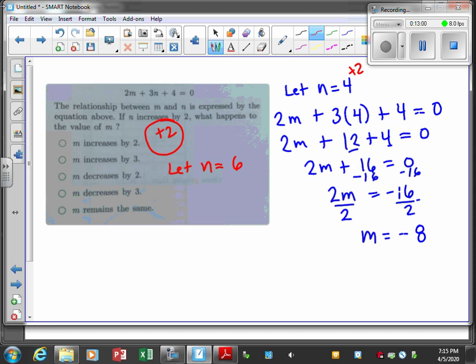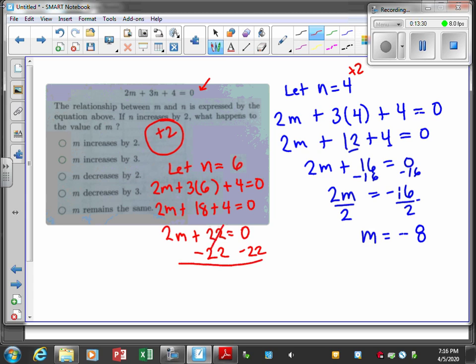So I take the original equation again, I go back to the top, 2m plus 3, put a parenthesis for n, plus 4 equals 0. So I'm using this equation, and this time I said let n be 6. So I'm going to have 2m plus 18 plus 4, 2m plus 22 equals 0. Subtract 22 from both sides and you're going to get 2m equals negative 22. Divide both sides by 2 and m is equal to negative 11.